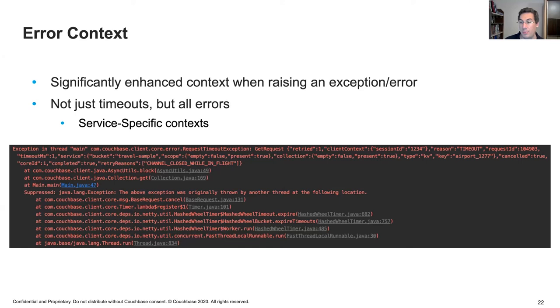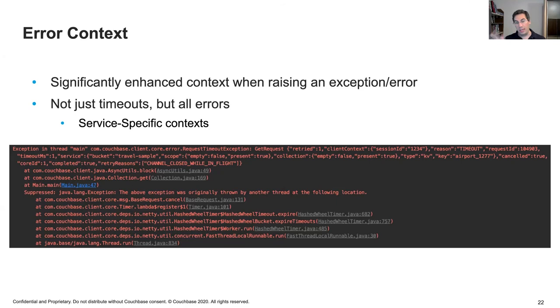And then if you look at the third line, we can see the retry reason why it got retried once was channel closed while in flight. Now, if you look at the documentation, you'll see that channel closed while in flight means that we dispatched the operation to the server, but then the connection got cut off in the middle. Because it's an idempotent operation, the client retried it once, but it didn't return in time, so the request timed out.